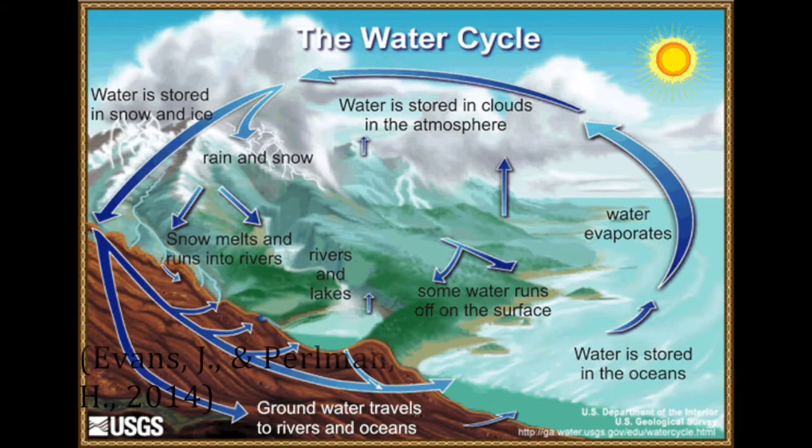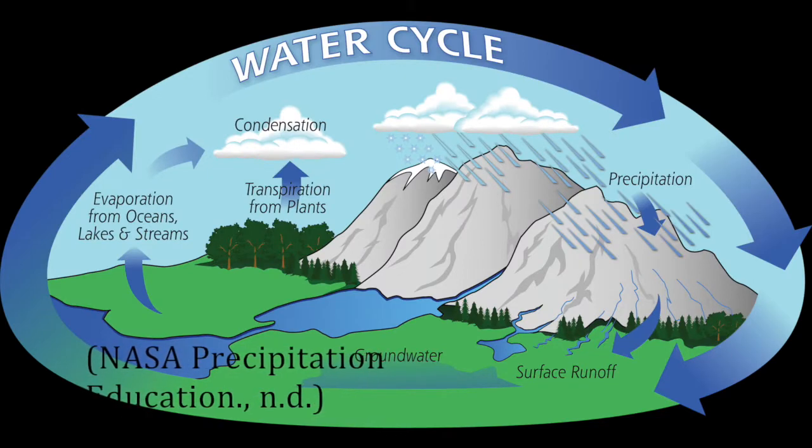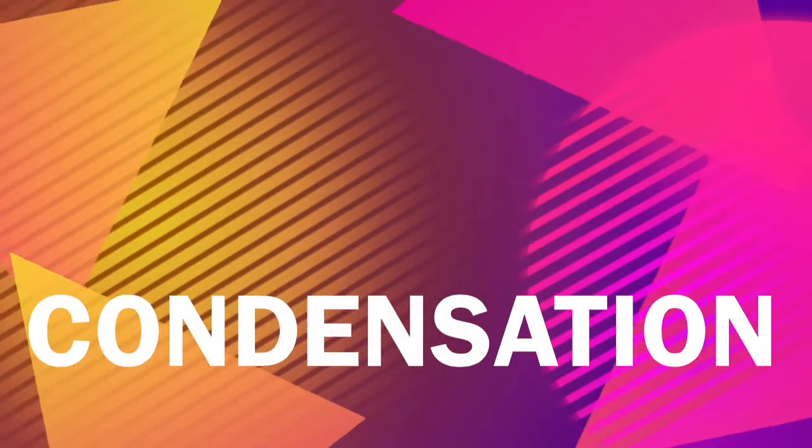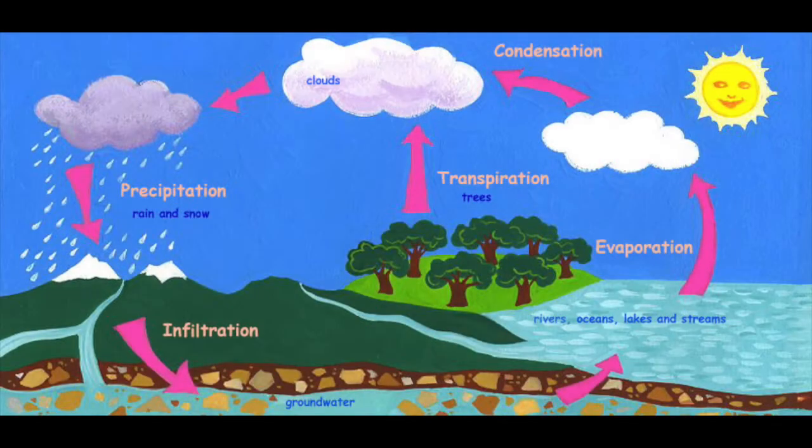The hydrologic cycle, also known as the water cycle, transports water throughout all of Earth's systems. The processes of evaporation, condensation, precipitation, surface runoff, and groundwater infiltration all play a large role in this global cycle.